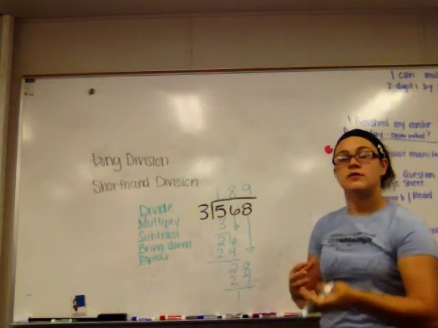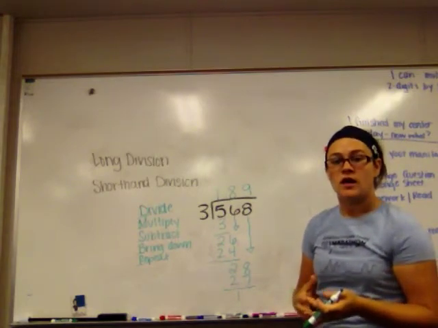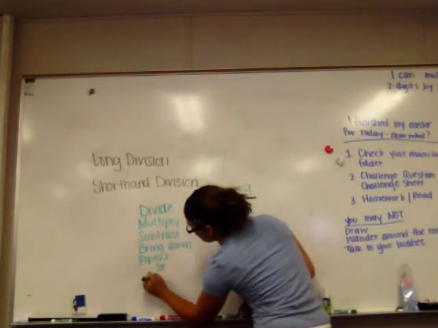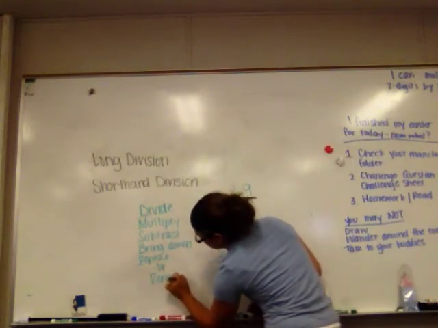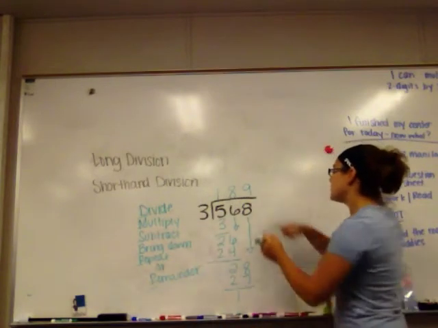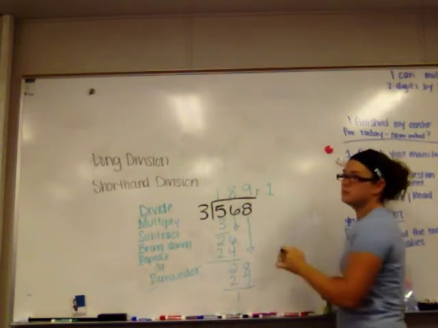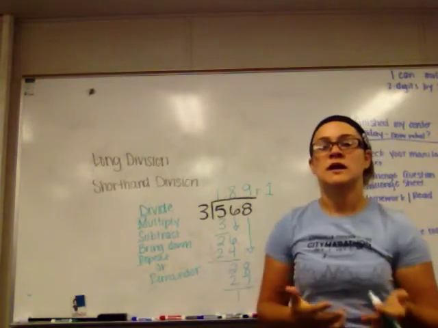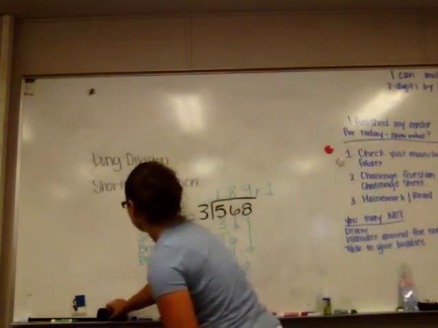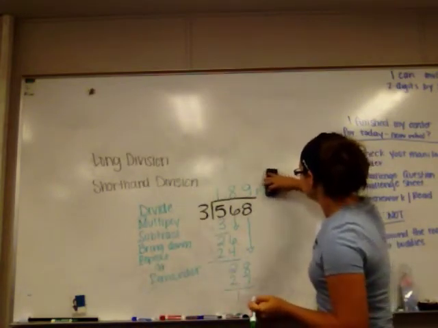Okay? So if I have something left over, that's my remainder. So this repeat can also be a remainder. Okay? So I'm going to put up here R1. So my answer is 189, remainder 1. Okay, so that is long division.